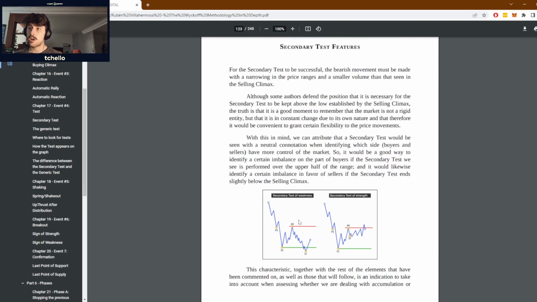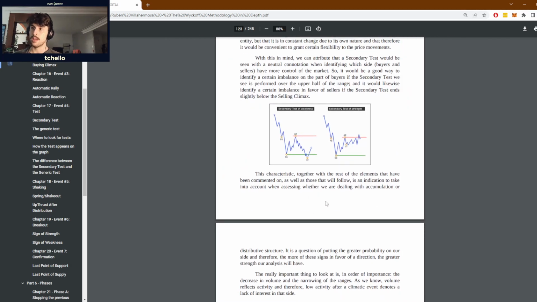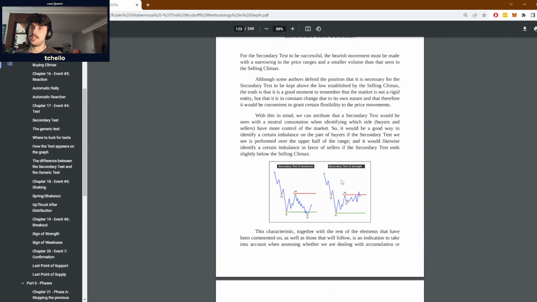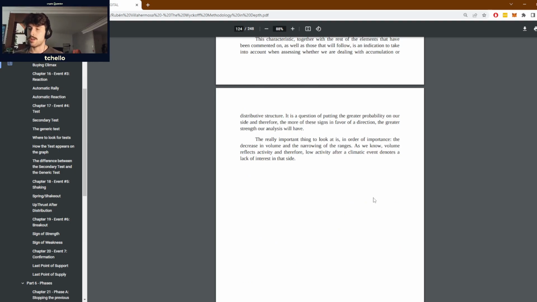So when we are in weakness moments, then we can usually see that the secondary test usually happens below the selling climax, like right here, or if it is in strength, it will happen a lot above the selling climax here. Okay, now we can see a lot of elements, right? Just abandoning of market cells and whatnot.